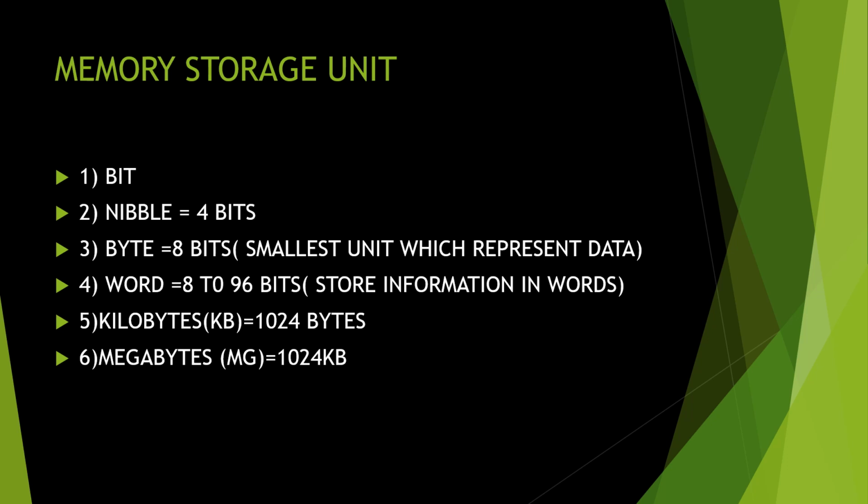Then word. In a word, 8 to 96 bits can be seen. Store information in words. When you store the words, it comes 8 to 96 bits. Then next to that comes the kilobyte. Okay, 1024 bytes is there in the kilobyte. So usually they ask the questions from this side. Okay, kilobyte is equal to 1024 bytes, and megabyte is equal to 1024 kilobytes.